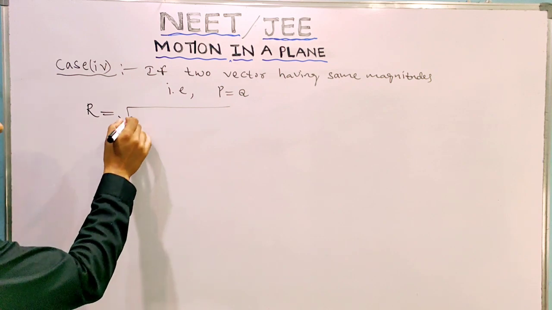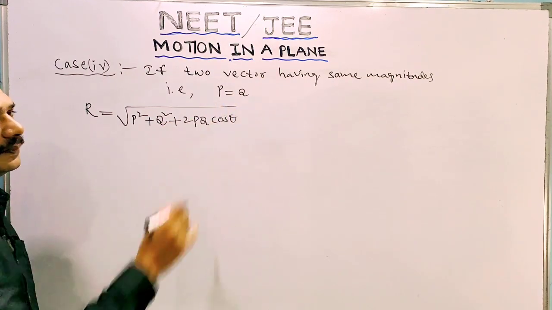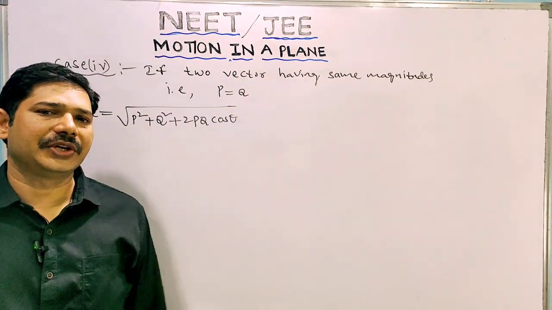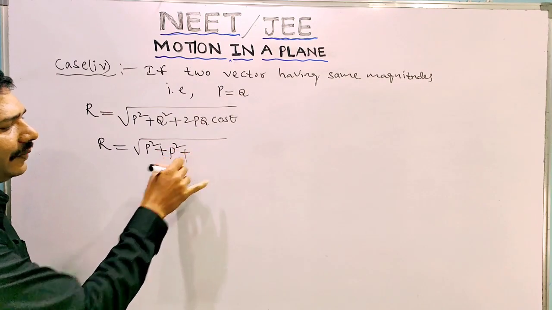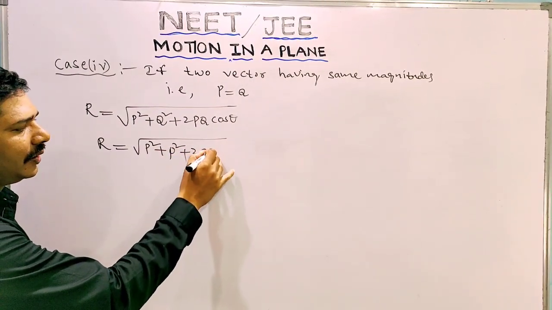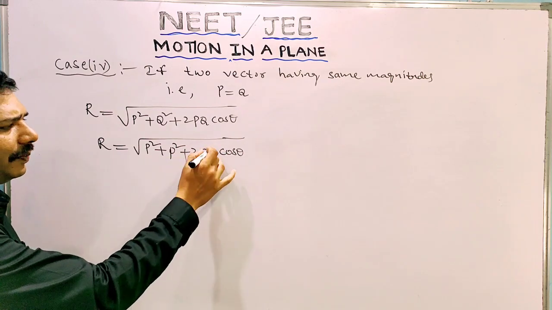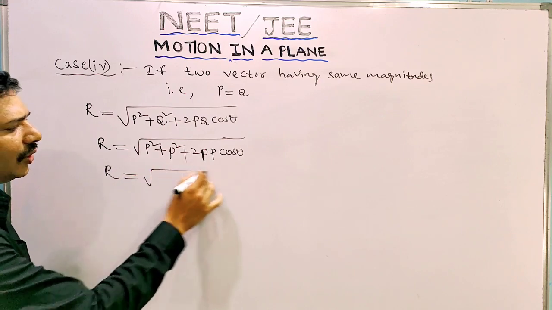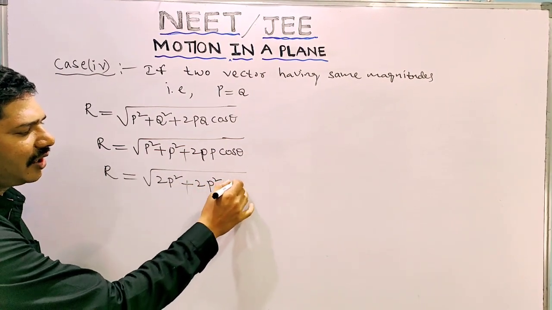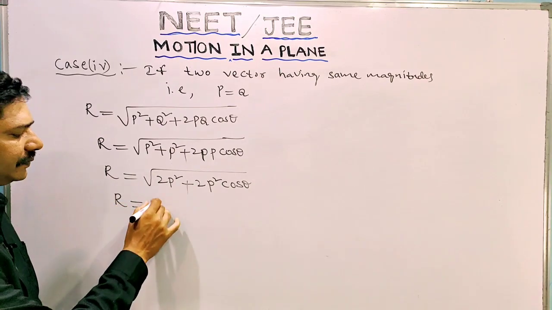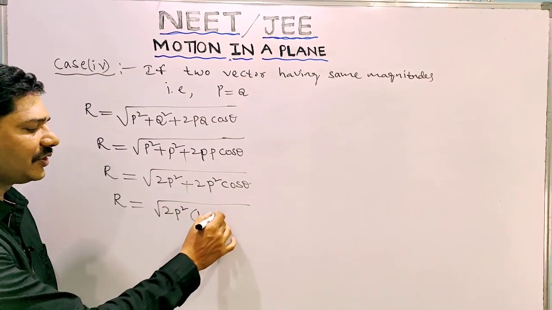R equals under root P square plus Q square plus 2PQ cos theta. So this is the original formula. Here our case is what? Both are having the same magnitudes, P equals Q. R equals under root P square plus P square plus 2P square cos theta. Resultant R equals under root 2P square plus 2P square cos theta. Here we can take 2P square common: 1 plus cos theta.